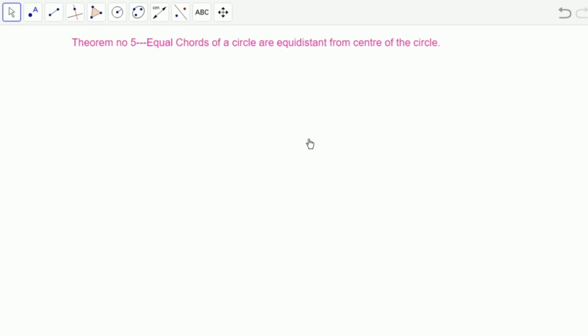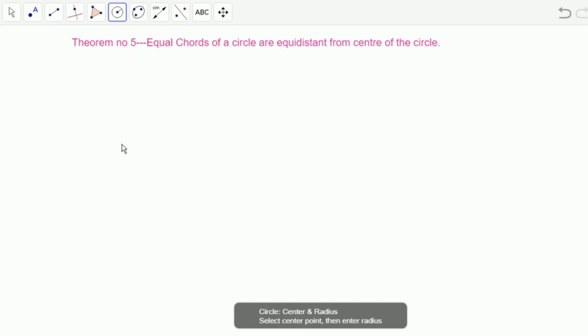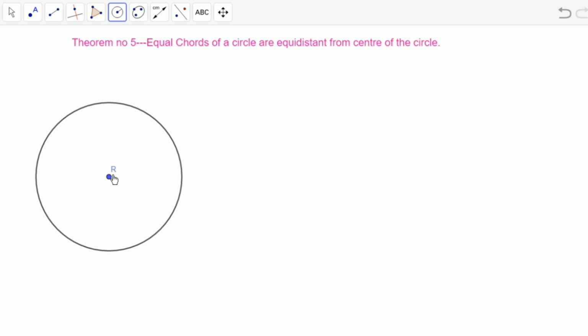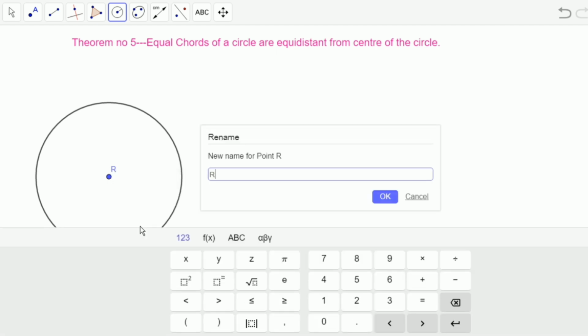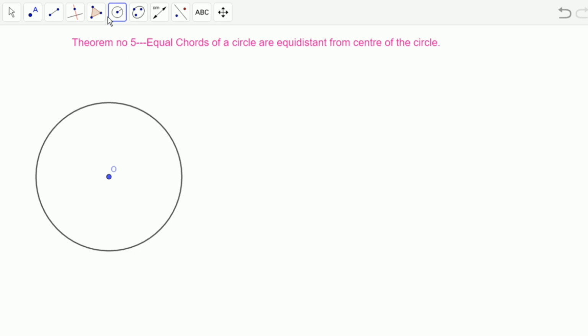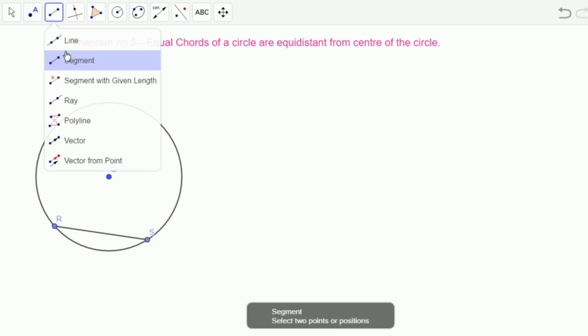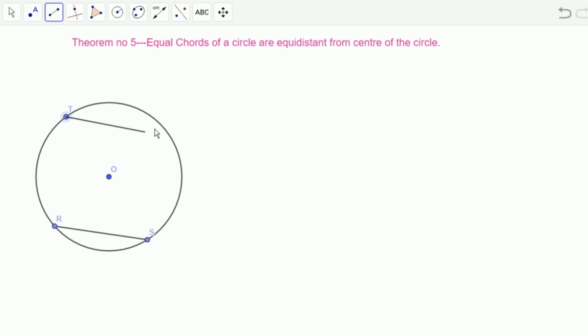Theorem 5 says equal chords of a circle are equidistant from the center of the circle. It means that if there are two chords which are equal, then the distances of those chords from the center will also be equal. Let's see. So firstly, let me draw a chord, rather two chords, because it is given in the question that they are equal in length, right?